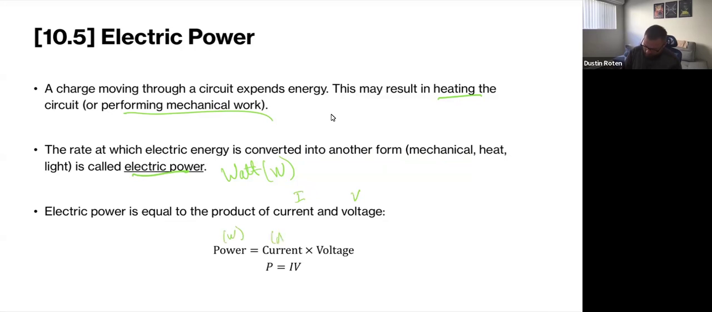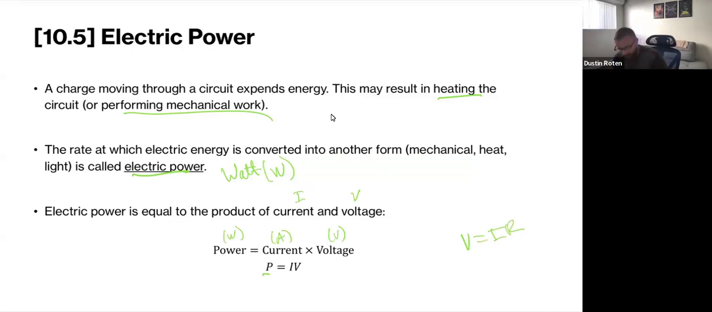We know current is in amps and voltage is in volts. To shorten this, we already know what the current and voltage are: it's I and V, and then power is just capital P. So P equals IV. This is very similar to Ohm's law.